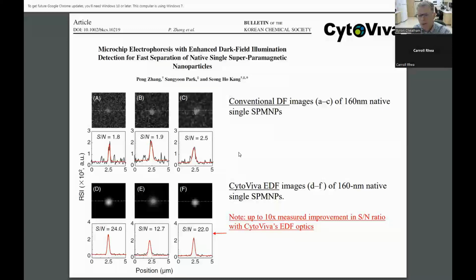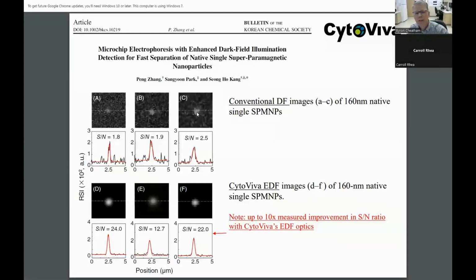I'm going to show you through a paper that was published by a research group in Korea. It was a research group that for a number of years had used CytoViva's enhanced dark field optics to do microchip electrophoresis work, where they're looking at iron oxide nanoparticles, native single superparamagnetic nanoparticles. In this image below, they're showing images of the iron oxide nanoparticle utilizing CytoViva's enhanced Darkfield. Now, they also had a standard, I think it was Olympus Darkfield optics, sitting in their drawer, and they wanted to just do a simple comparison to see what happens.